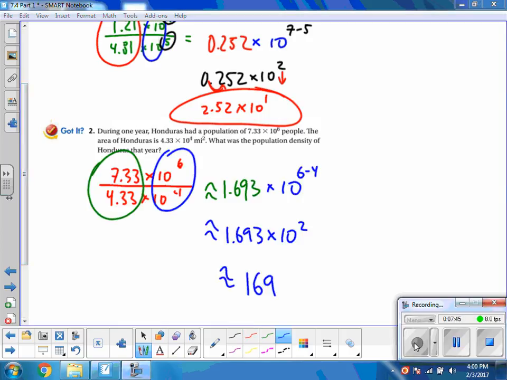Okay, I'm going to take a look at it. In scientific notation, my answer would be this. And when I simplify it out by moving my decimal 2 places to the right, I end up with about 169 as the answer to this question.